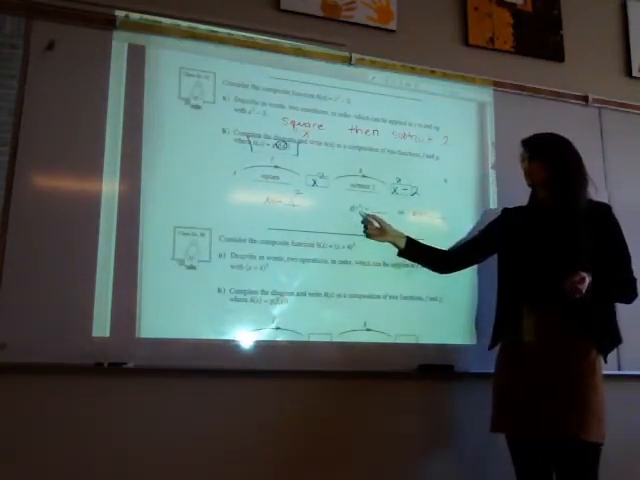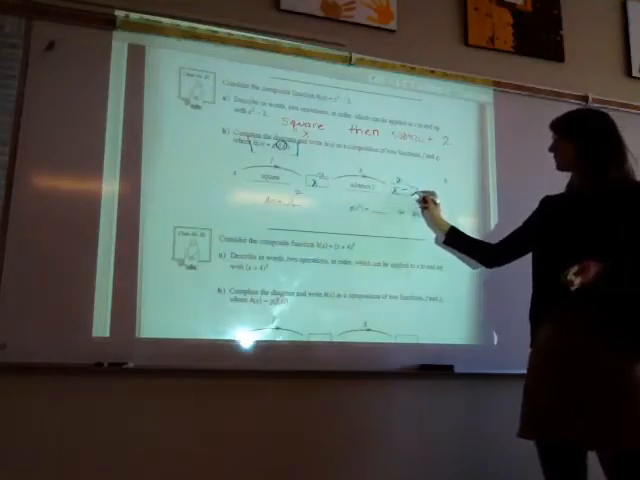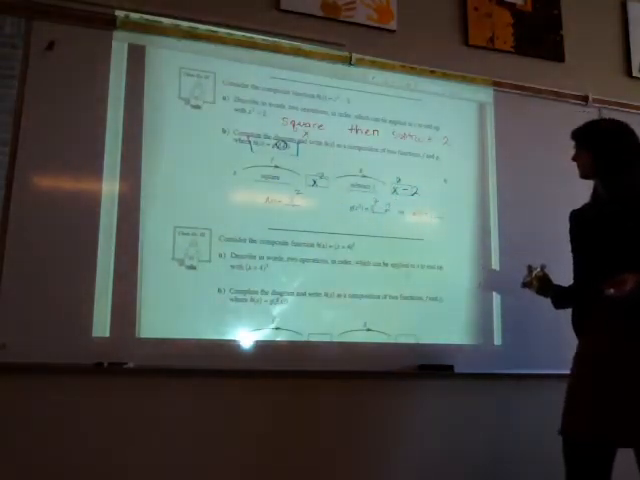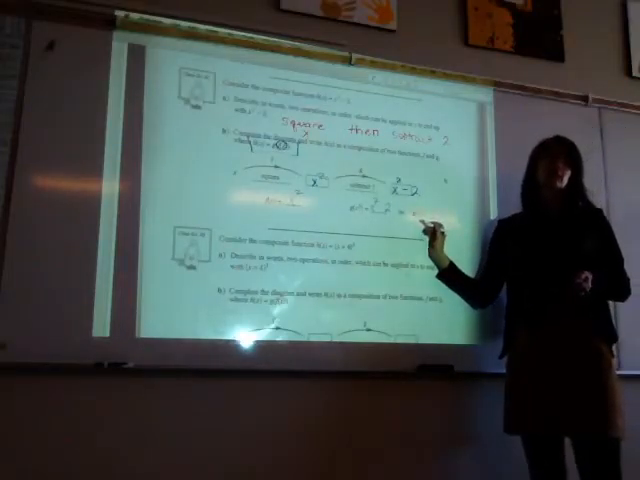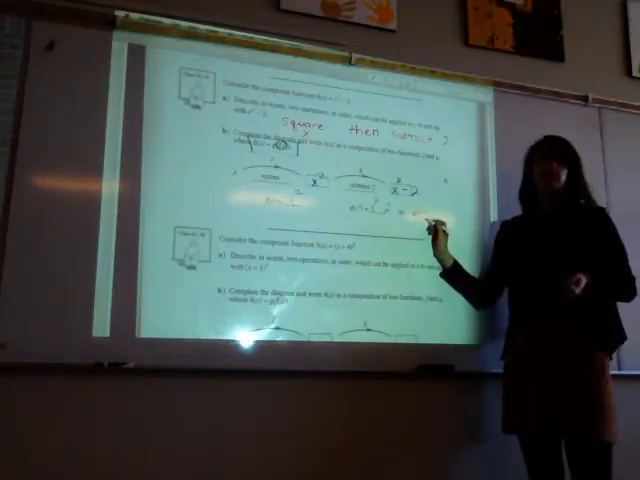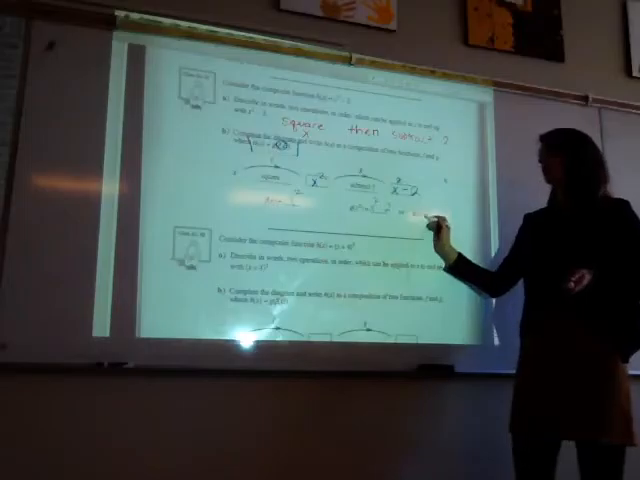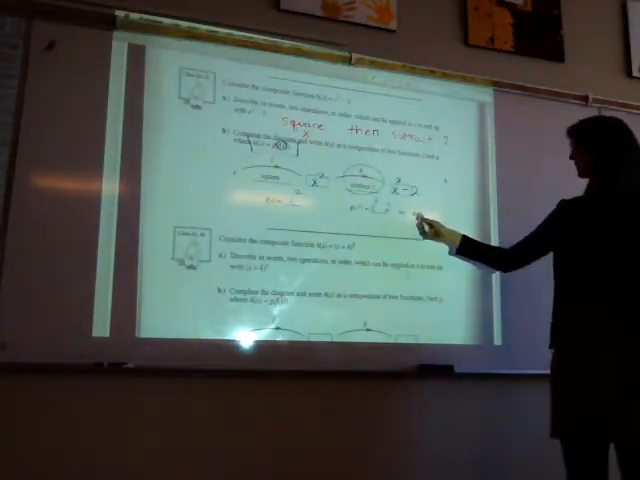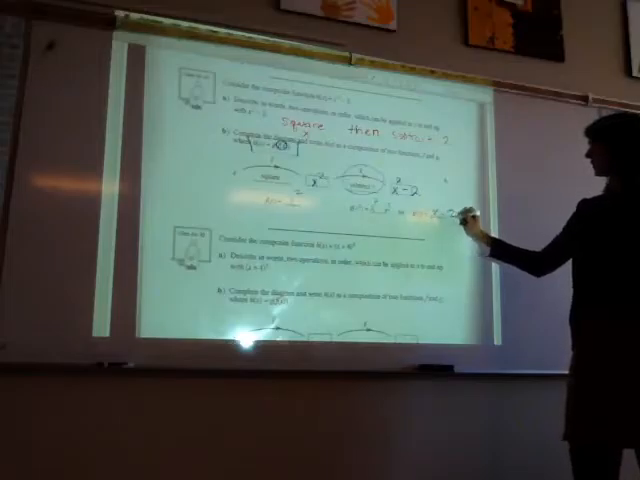Say g of x squared is just what we resulted with here, x squared minus 2. But if we were just looking at g of x, what would g be? Okay, what's that operation? Minus 2. So if we're just dealing with x, it'd be x minus 2.